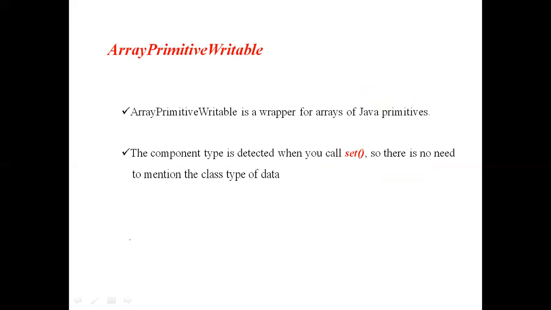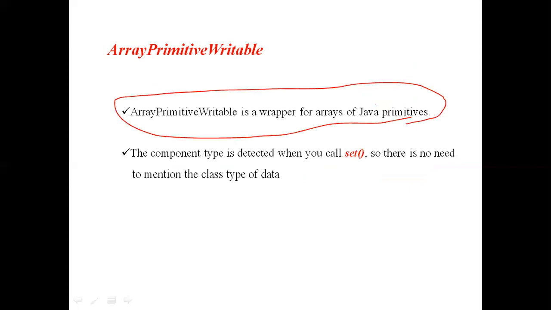The array primitive writable is a wrapper for arrays of Java primitives. The array primitive data type writable is a wrapper of array of Java primitives. That means for Java primitives, it will create an array. The component type is detected when you call the set method.